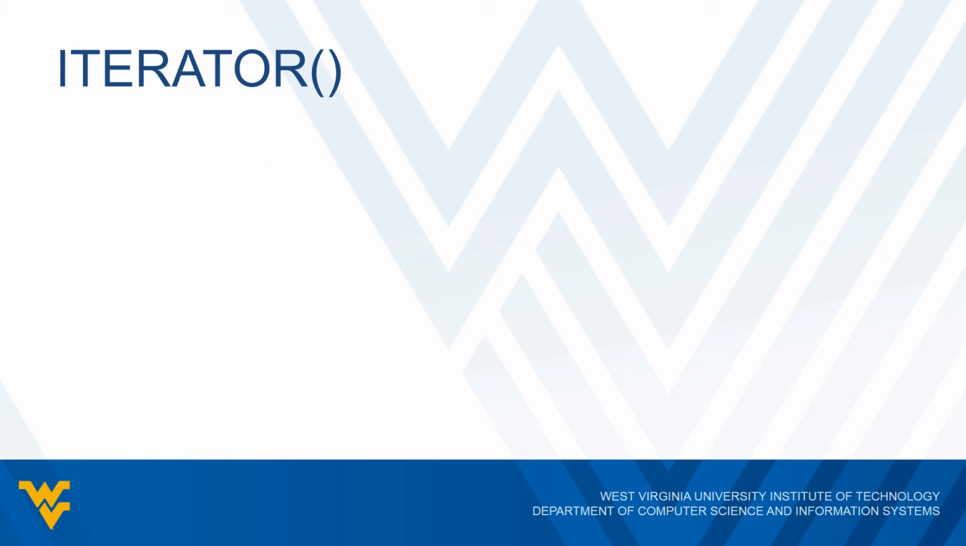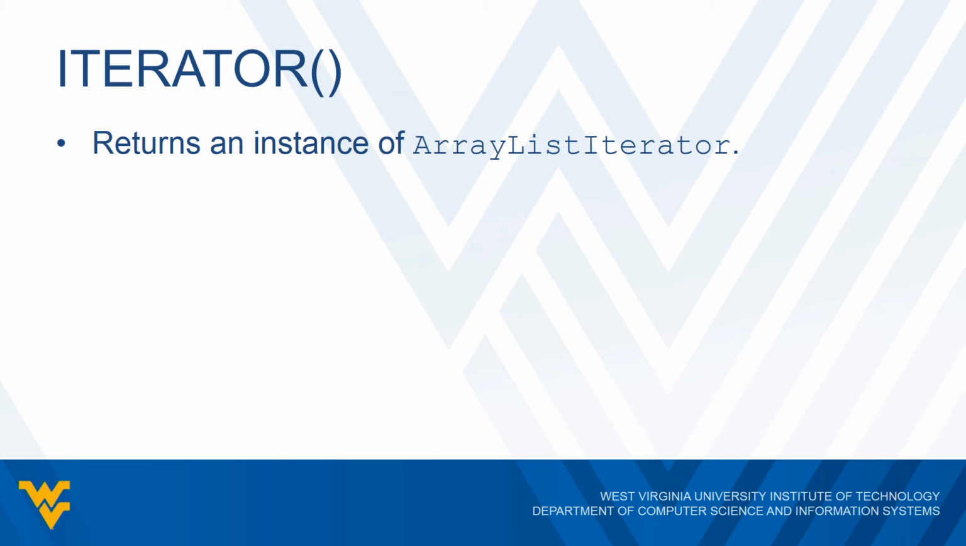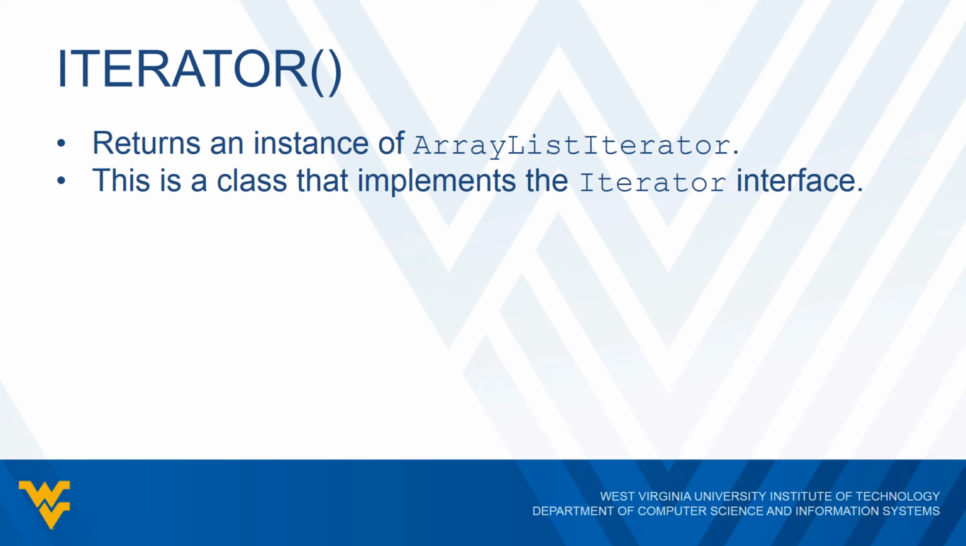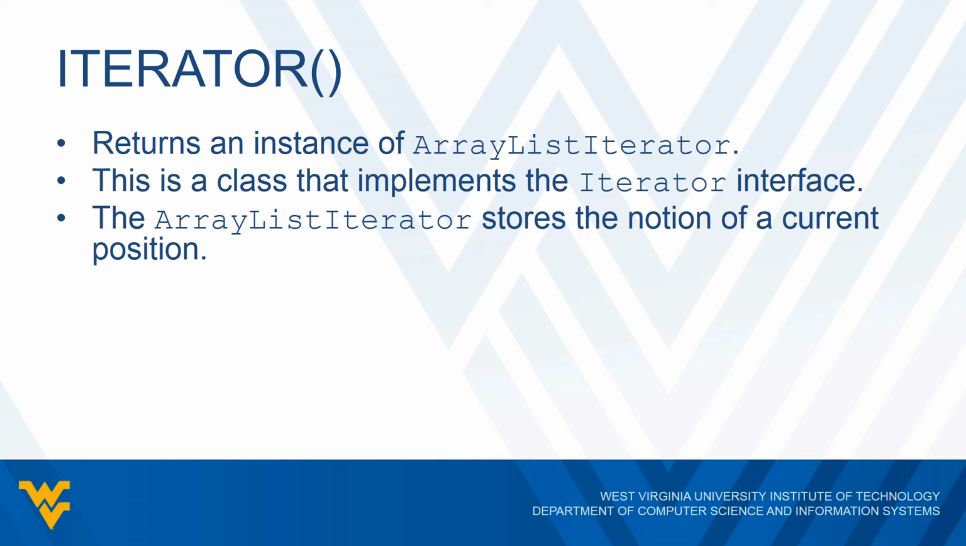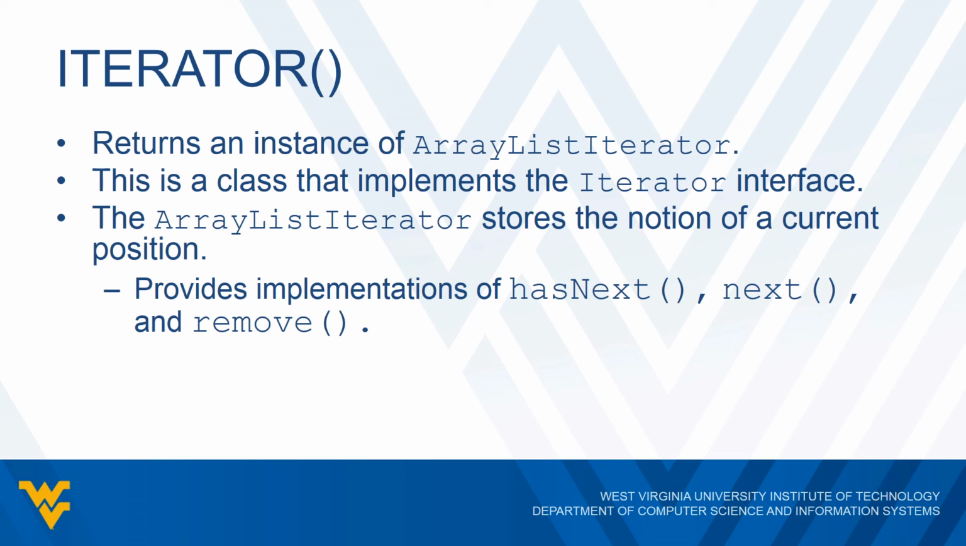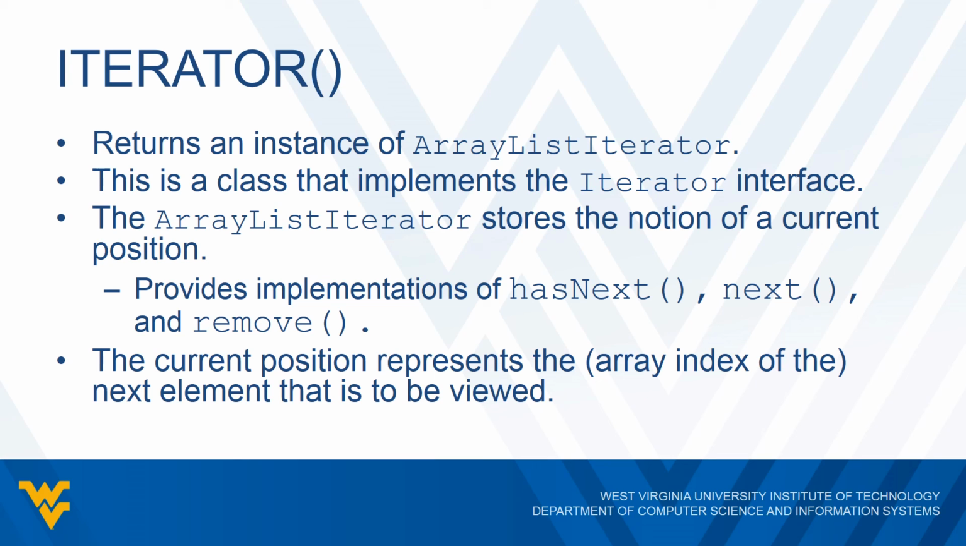The last routine deals with the iterator method and the implementation of its associated iterator class. This method simply gives us an instance of the ArrayList iterator class. Now, what is that? That is the class that implements the iterator interface. So the ArrayList iterator class is going to store the notion of a current position as a variable, and it's also going to provide the implementations of the hasNext, next, and remove methods. Now, what's the current position in this case? Since we are dealing with arrays, the current position is going to represent the array index of the next element that we're going to look at. So initially, the current position is going to be 0.